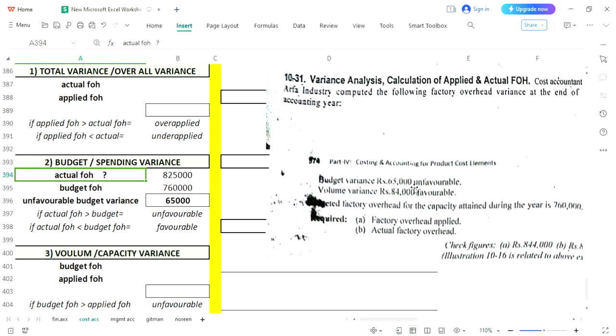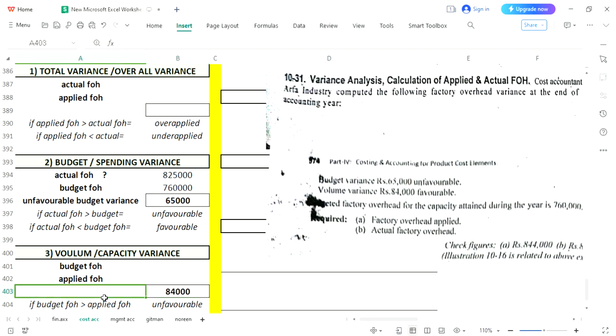In a similar way, please be focused on what I was trying to say. Volume variance is given in the question. You need to calculate FH applied. FH applied is present in total variance. FH applied is present in volume variance as well. So we cannot use total variance, because in the question the helping figure is volume variance. So you will use the third formula. Volume variance is 84,000. The answer is already given, and this 84,000 is mentioned as favorable.